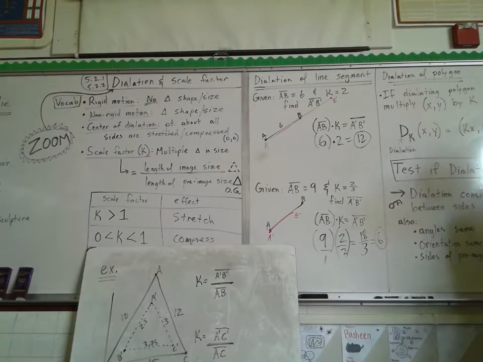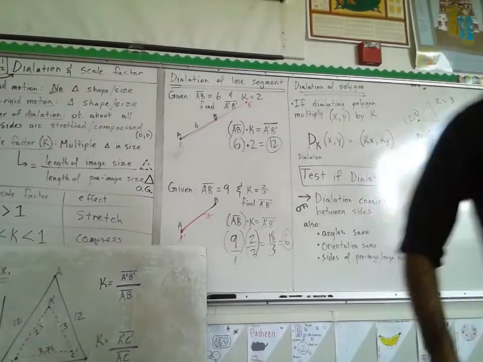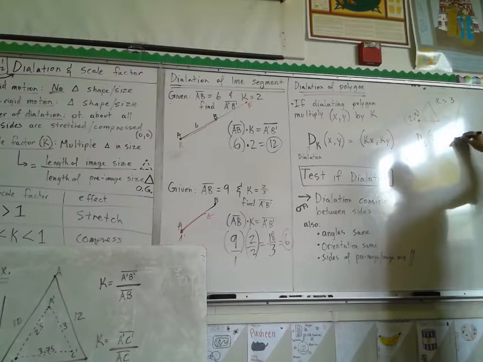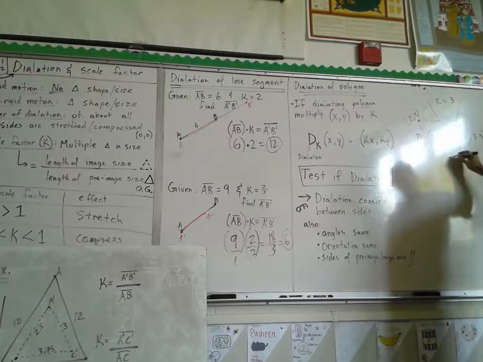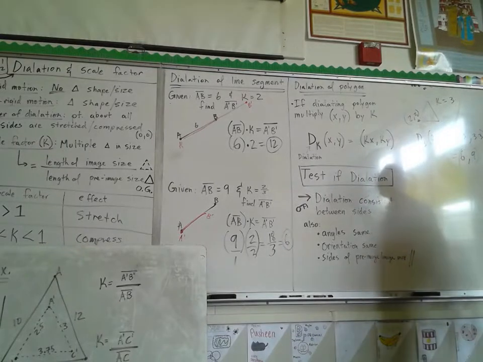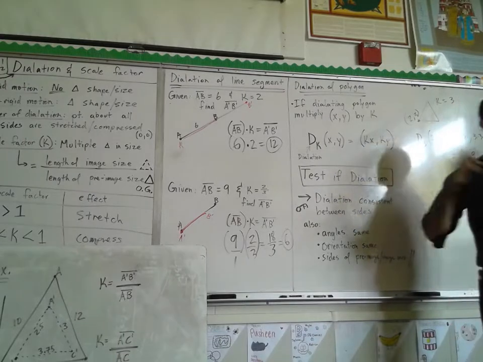Would it increase by 6, 3? Good. Watch. So we're going to go 2 times 3 and 3 times 3. So our new point is 6, 9. Okay. All right. So that's how we find the new points.